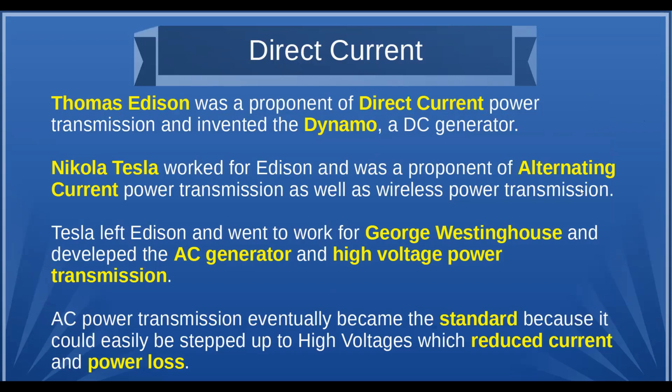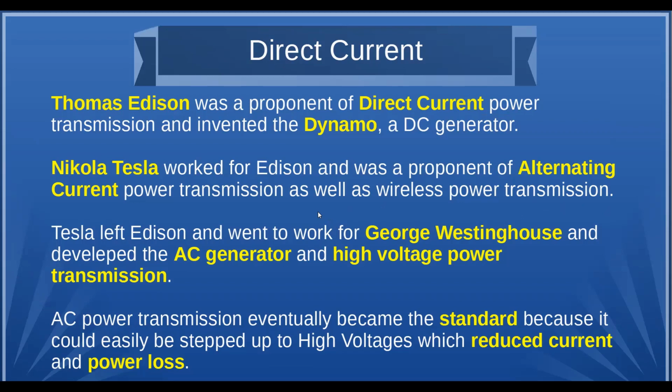Edison was big on DC, or direct current, and was trying to power the country with his dynamos all over the place, which were DC generators. Nikola Tesla, which you may have heard of, actually worked for Edison, but he was a pretty smart guy, really. He invented a lot of stuff. And he was big on alternating current for power transmission. And he also got into trying to do wireless power transmission. He actually accomplished it, but it just wasn't practical.